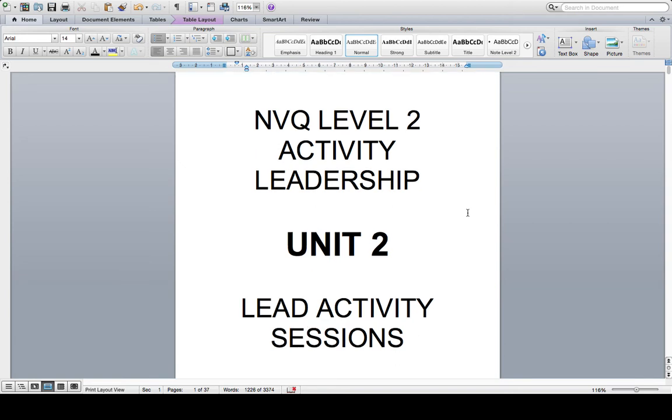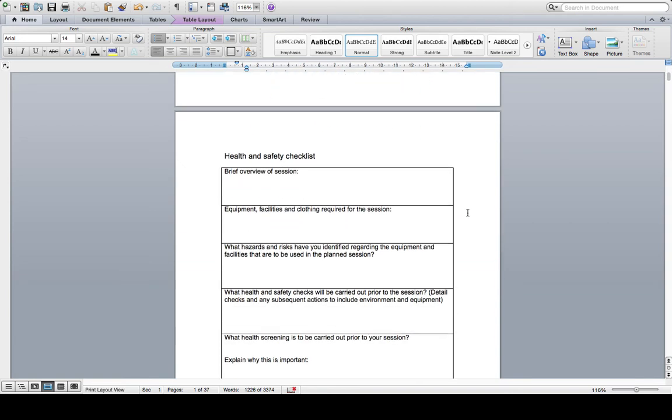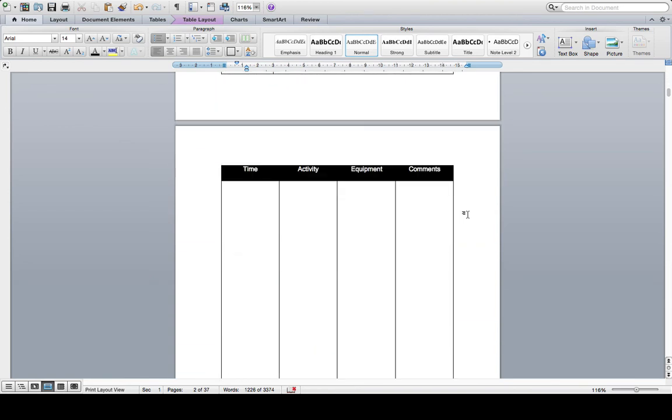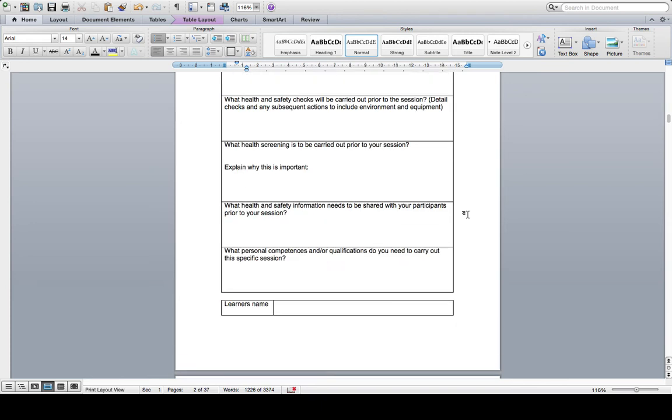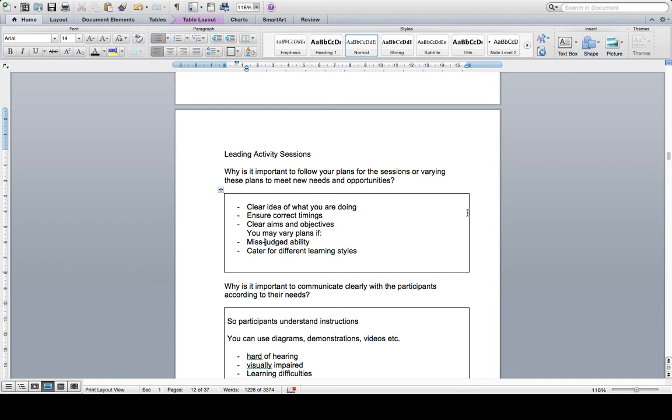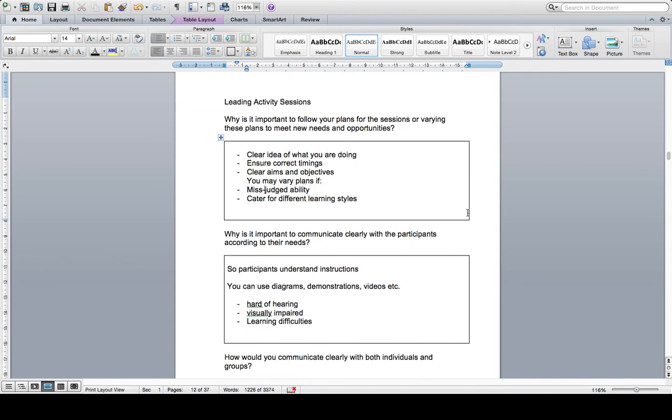So if we go onto our first page here, you've already done your health and safety checklist and 3 session plans for 3 different clients in Unit 1. So you do not need to do these. You can page past all of these and we'll start on the first page here. The first page is all to do with leading activity sessions.